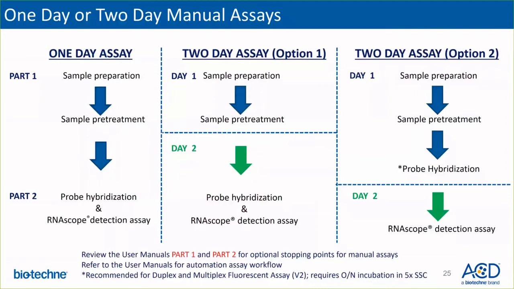The second option of splitting into a 2-day assay would be to complete sample preparation, pretreatment, and probe hybridization on the first day, and then incubate the slides overnight in 5x SSC solution. The following day, you would remove the slides from 5x SSC and wash with wash buffer, then follow with amplification reagents. This is highly recommended with the Duplex assay and Multiplex fluorescent V2 assays, as these are much longer assays with several more amplification steps involved.